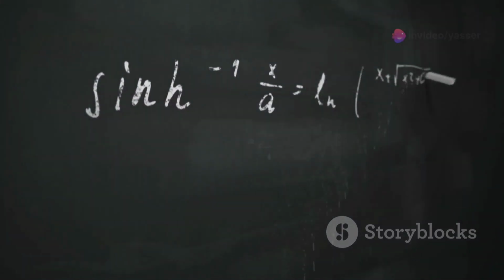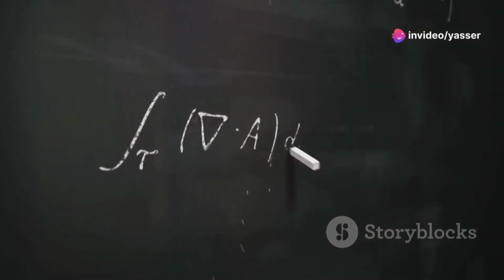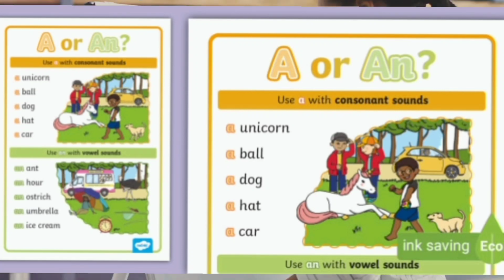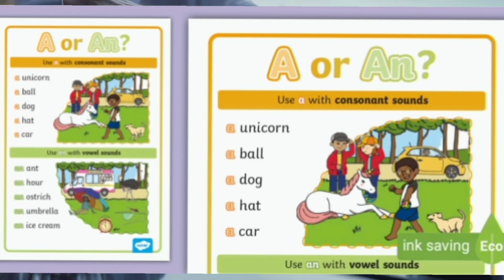In expressions of price, speed, ratio, etc., a and an are used to mean per. For instance, 5 pounds a kilo, 60 kilometers an hour. Now let's talk about when we don't use a and an. They are omitted before plural nouns. For instance, we say dogs, not a dogs. Also, they are omitted before uncountable nouns like milk, rice, information.